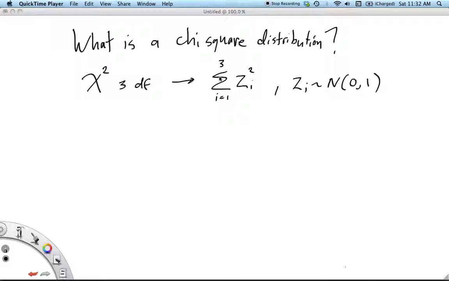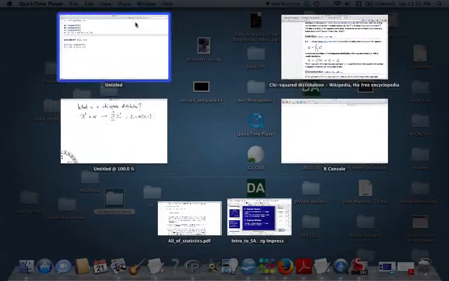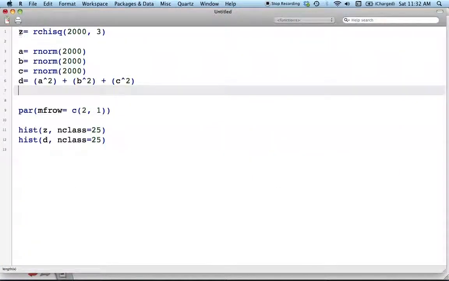And I guess for me the tricky thing with getting my head around this is, well, what does it mean in a practical sense to be squaring a random variable? And I'm hoping that this little demonstration is going to shed some light on that. So what I've done is I've created this vector z, which is just 2,000 random variates from a chi-squared distribution with 3 degrees of freedom.